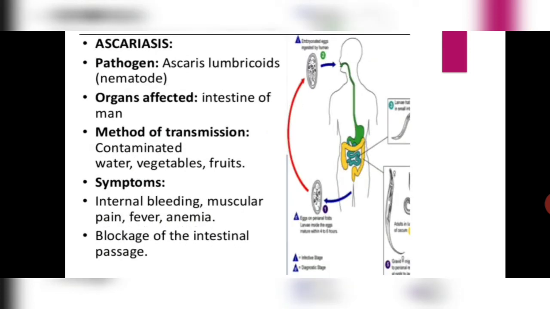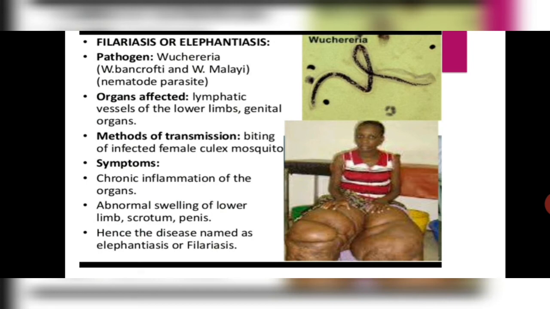The next disease that we have to discuss is Ascariasis. It is caused by a pathogen, Ascaris lumbricoides, which is a nematode, and the organ affected is mainly the intestine. It reaches the body through contaminated water, vegetables, fruits, etc. Its main symptoms are internal bleeding, muscular pain, fever, anemia, etc. In severe cases, it can cause blockage of the intestinal passage and intestinal perforation also.